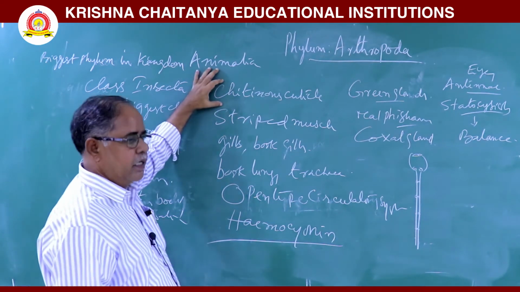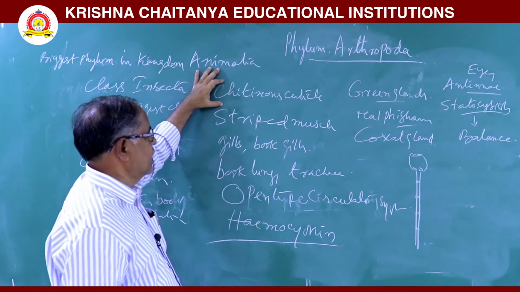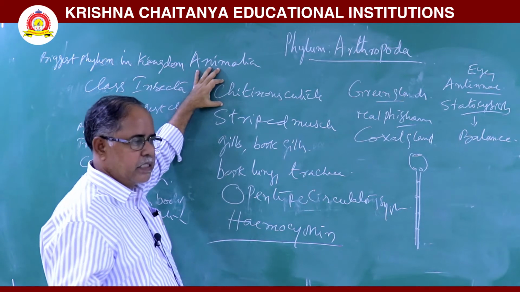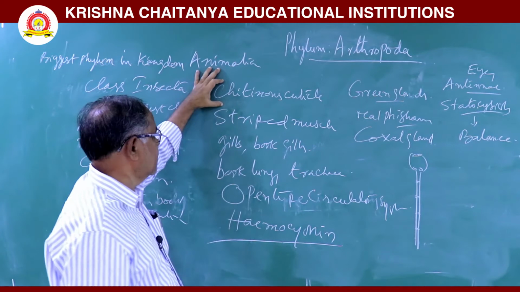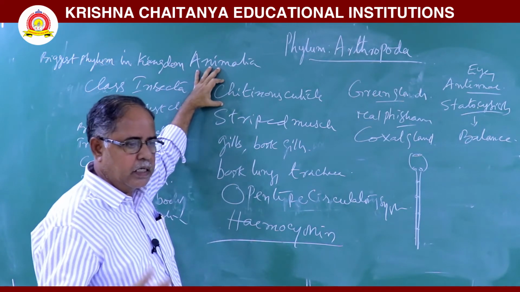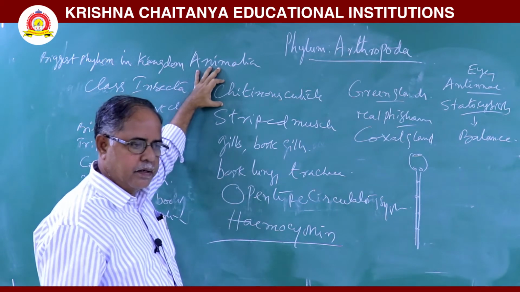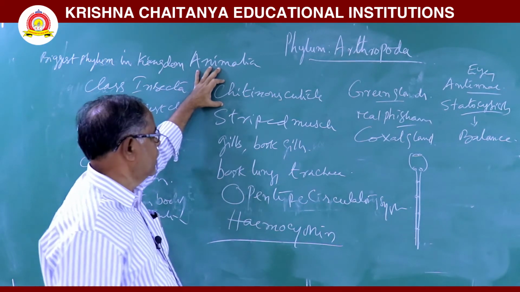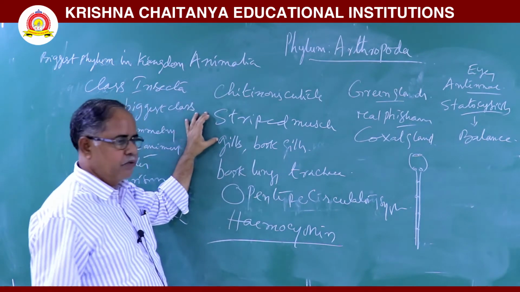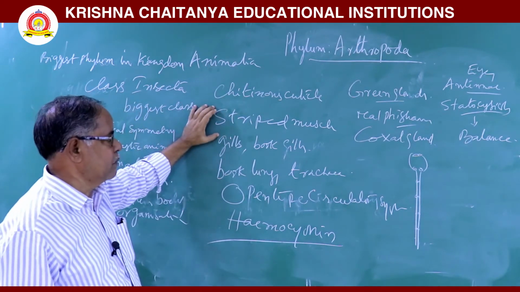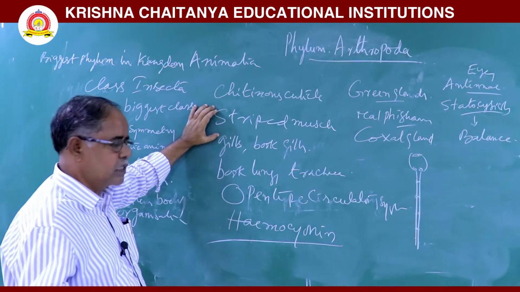Here, the body is covered by a chitinous cuticle. This acts as an exoskeleton. This exoskeleton is used for protection and to conserve water. Next, this exoskeleton is periodically shed off from the body. That process is called molting. During molting only, growth occurs. In this animal, for the first time in the animal kingdom, striped muscles are seen. These striped muscles aid in fast movement.